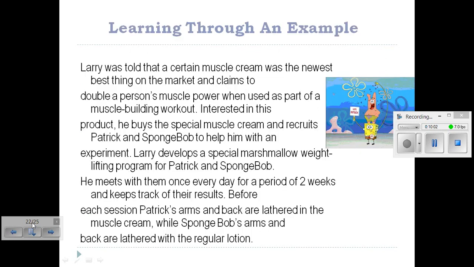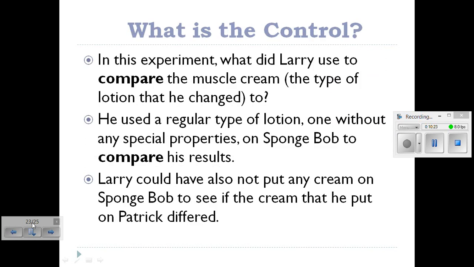Now let's revisit the example of Larry. Again, we're talking about the muscle cream. We've established that the lotion is the independent variable, the amount of marshmallows that he can lift being the dependent variable. So now what do we think is our control? Well, in this experiment, what Larry used to compare to the muscle cream was the regular lotion.